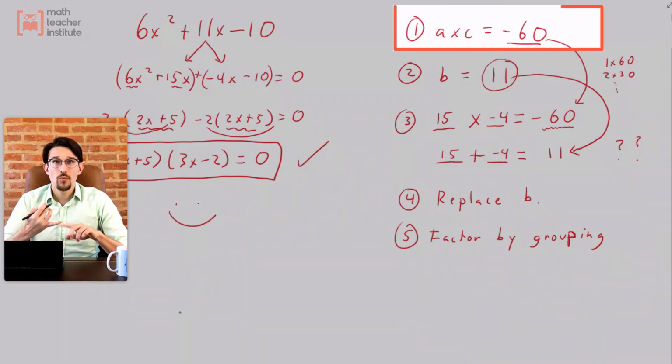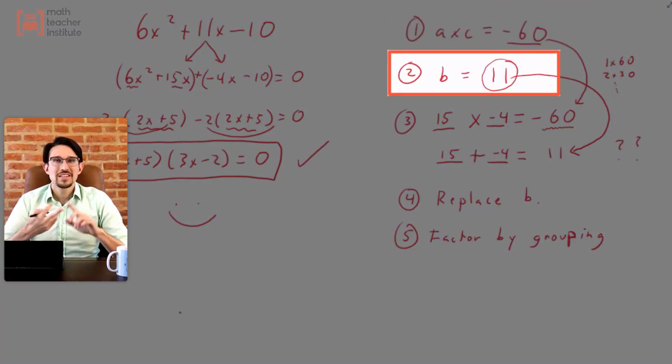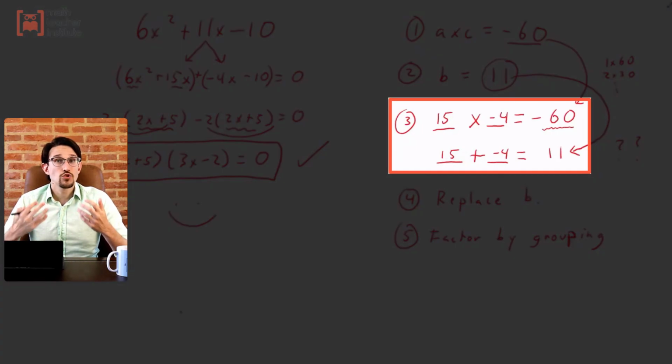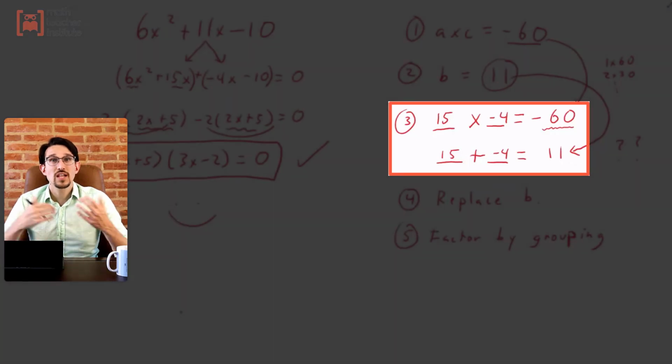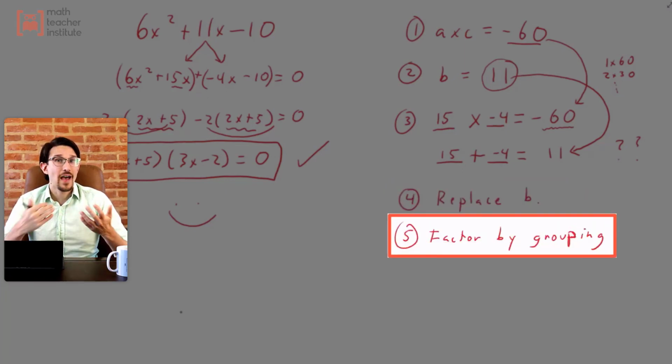So one more time, the 5 steps that we want to work on here are: step 1, multiply a times c. Step 2, what is b? Step 3 is find two numbers that multiply to make the number from our first step, and the same two numbers that add up to make the number from our second step. Once we found those two numbers, step 4 is to replace b with those two numbers, essentially splitting b into two parts. And finally, step 5 is factor by grouping.